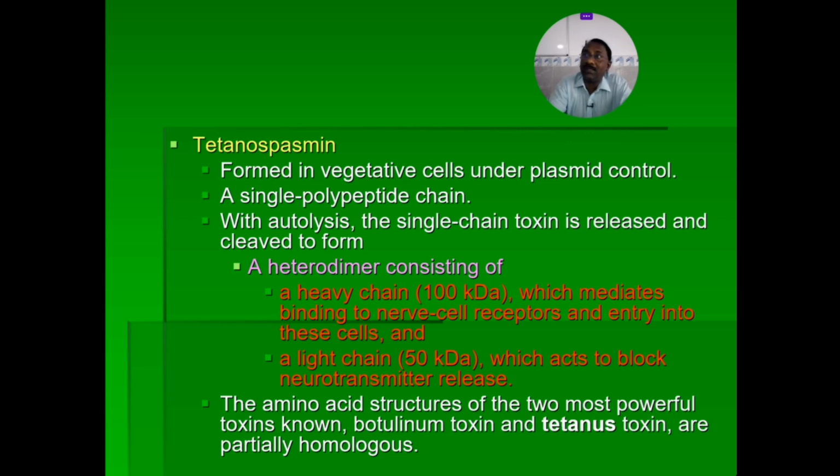The most common cause of death in tetanus is respiratory failure. So endotracheal intubation and tracheostomy are very much needed in most cases of tetanus. Otherwise these people are going to die. But nowadays with the good availability of these high-tech facilities, mortality has come down from 100% to maybe 30 to 40%. The amino acid structures of the two most powerful toxins known, the botulism toxin and the tetanus toxin, are partially homologous. Very close to the tetanus toxin is the botulism toxin, which is again a very dangerous toxin.